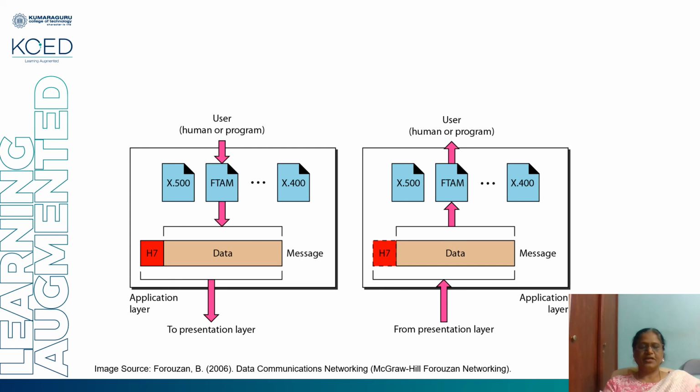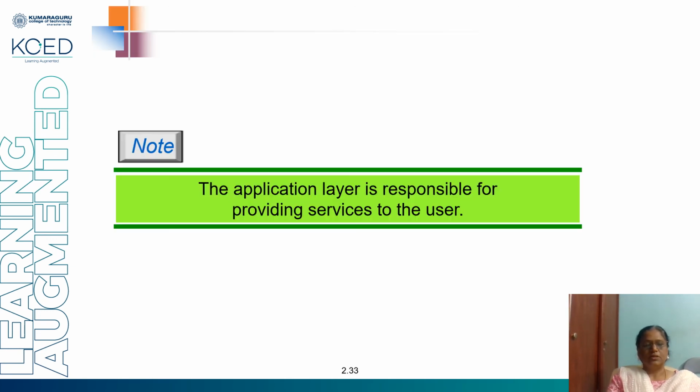You can see here the user communicates with the receiver with the help of the application layer. The message is to be transmitted to the receiver. As we have seen, every layer will attach a header and then transmit the message to the layer which is beneath it.